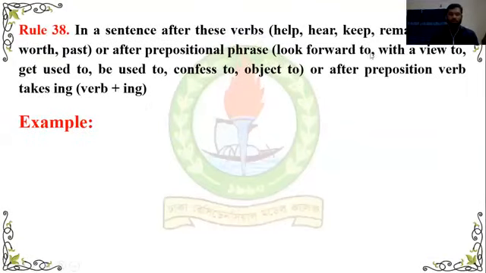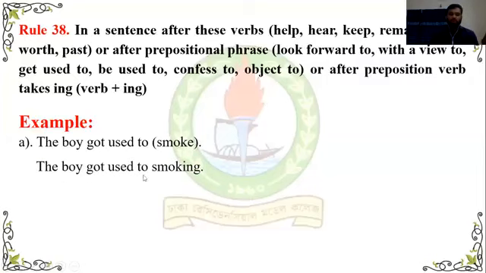If you see these verbs or prepositional phrases, the next verb will be the ing form. So let's see. The boy got used to. Here you see some prepositional phrases: look forward to, with a view to, get used to, be used to, confess to, object to. If you see this type of prepositional phrase, then you will use verb plus ing. So the boy got used to smoking.